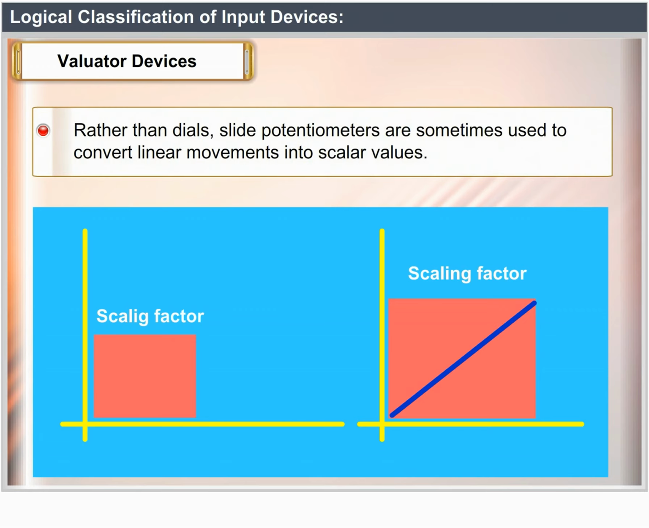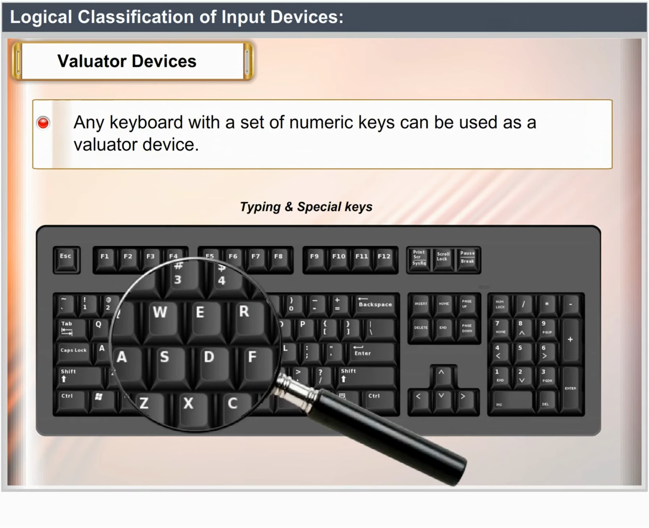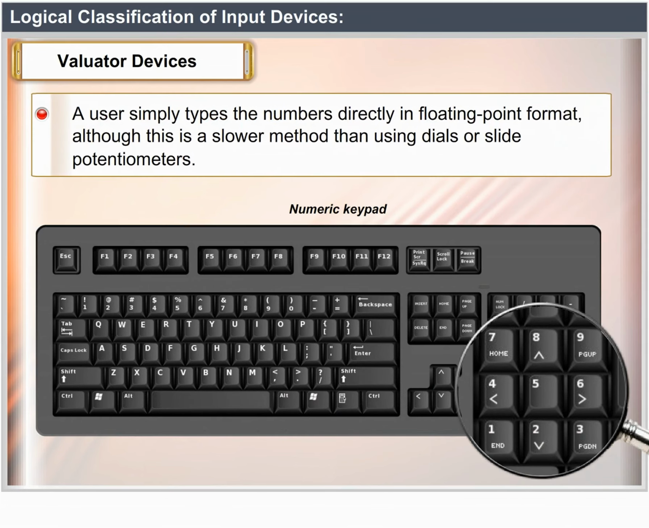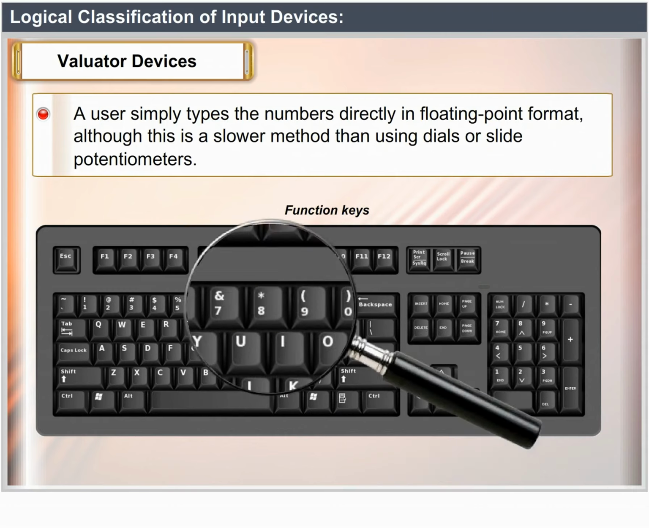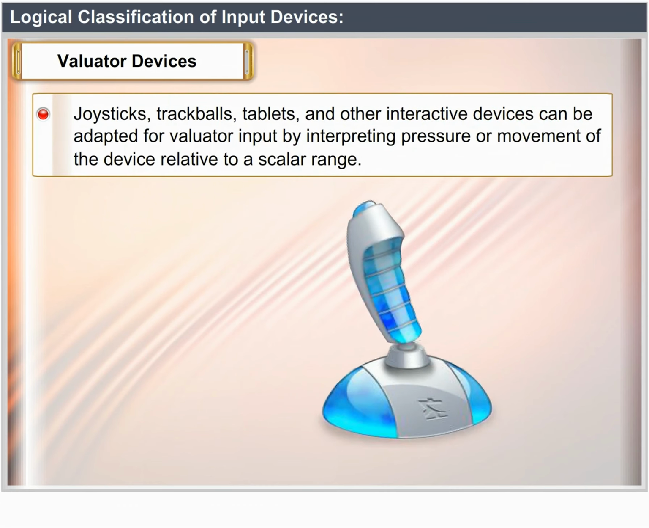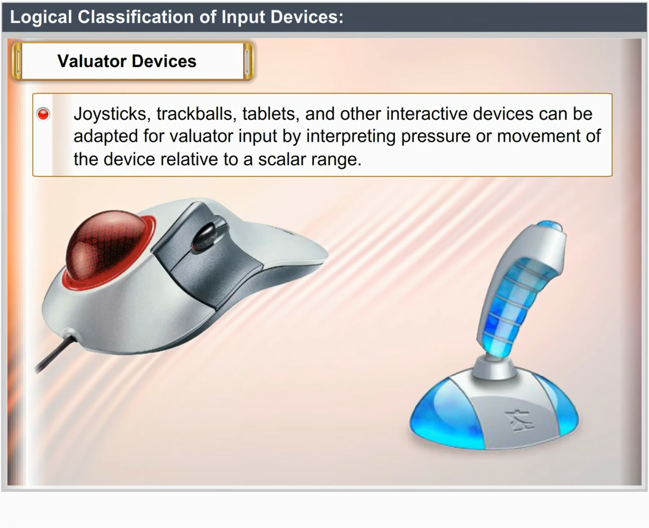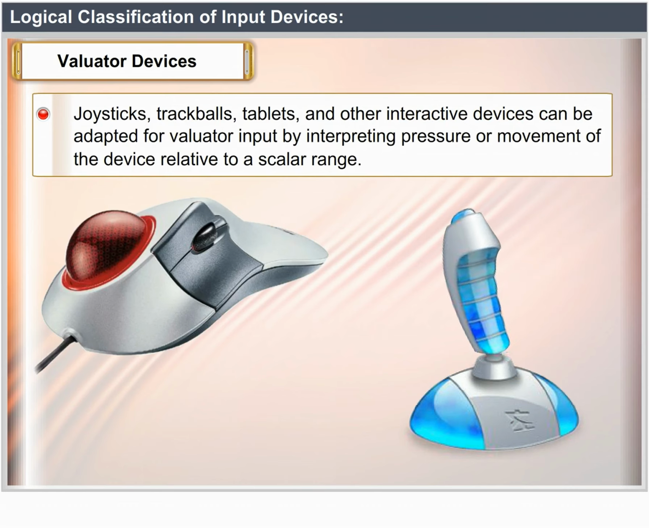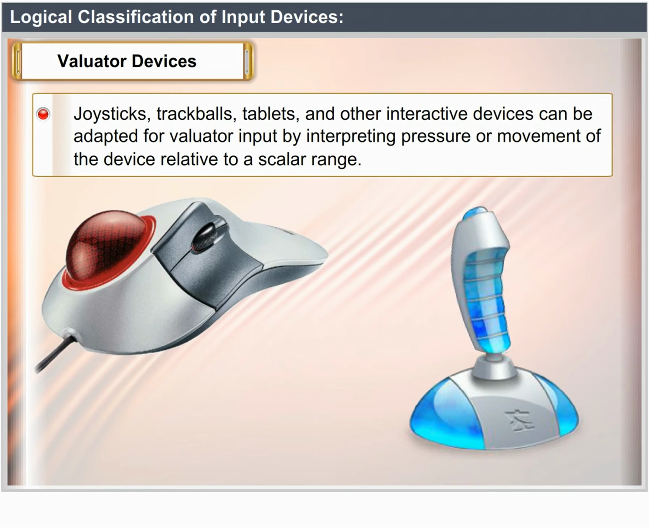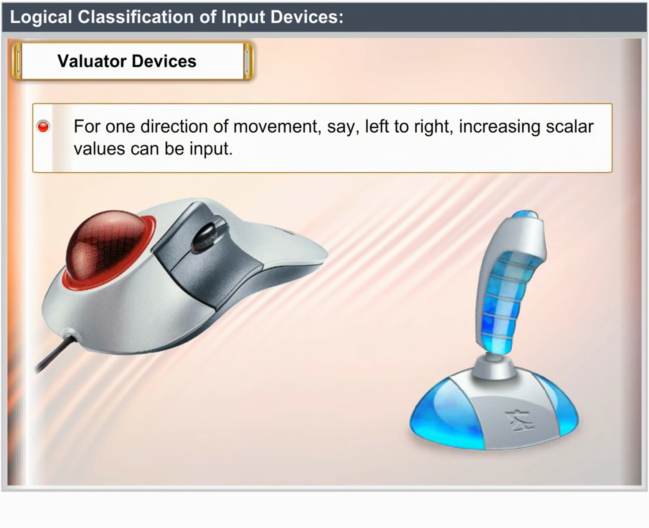Any keyboard with a set of numeric keys can be used as a valuator device. A user simply types the numbers directly in floating point format, although this is a slower method than using dials or slide potentiometers. Joysticks, trackballs, tablets, and other interactive devices can be adapted for valuator input by interpreting pressure or movement of the device relative to the scalar range. For one direction of movement, say left to right, increasing scalar values can be input. Movement in the opposite direction decreases the scalar input value.